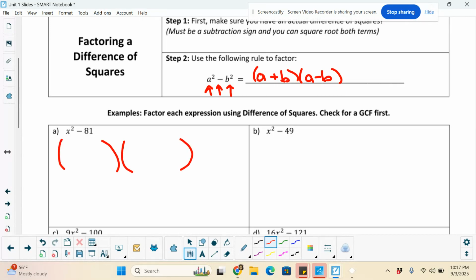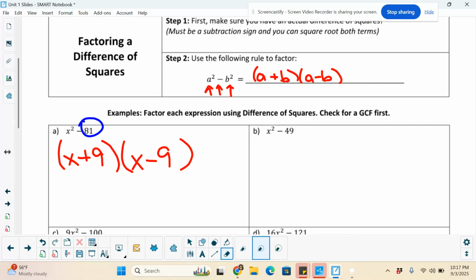Okay? Well, we take x squared and we find the square root. What times what gives us x squared? Well, x times x gives us x squared. Like I said in step 2, we need a plus in the middle of one and a minus in the middle of the other. And then we look at our second term here. We say, what is the square root of 81, or what number times itself gives us that number? Well, that's going to be 9.